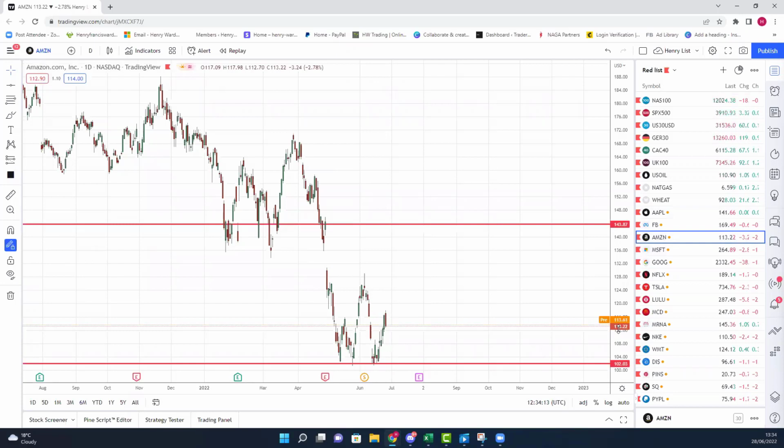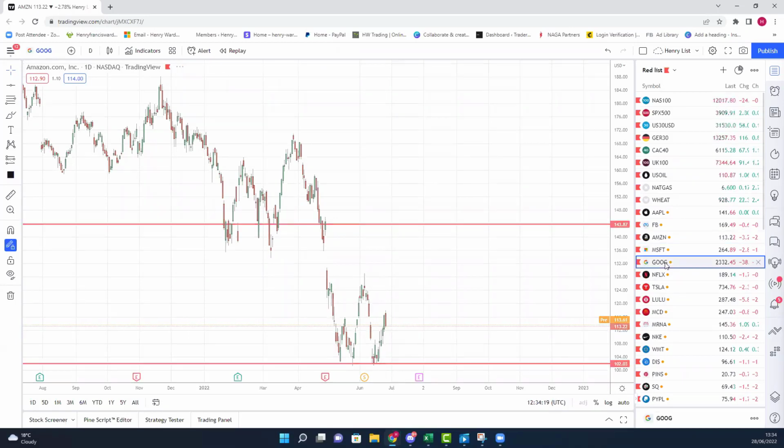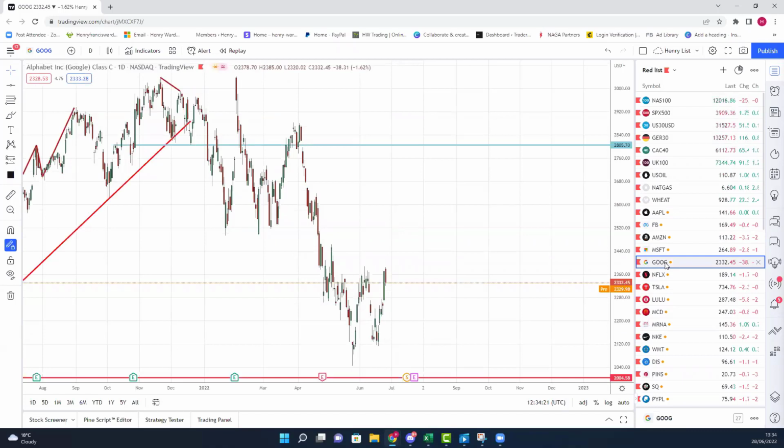Now, as a new investor, you will probably pick this one over Google simply because of the cost of it.